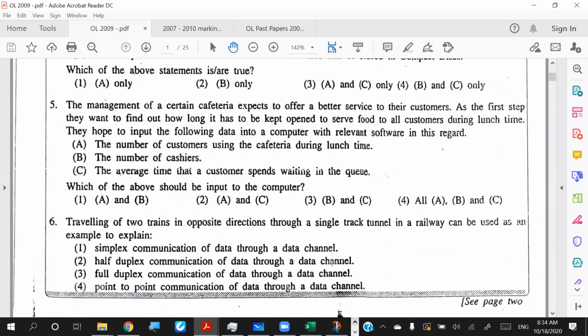traveling of two trains in opposite direction through a single track tunnel in a railway can be used as an example to explain. Yeah. Now this is a direct one. So like you are having a single tunnel, two trains are coming from both the sides. So if they need to cross the tunnel, only one train can travel at a time. So if you consider the train as data, tunnel as a medium, so that data is traveling through that medium one at a time, like for one direction at a time, right?